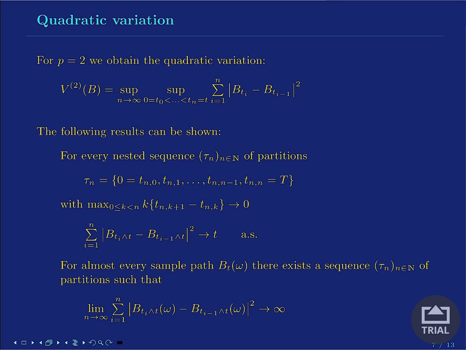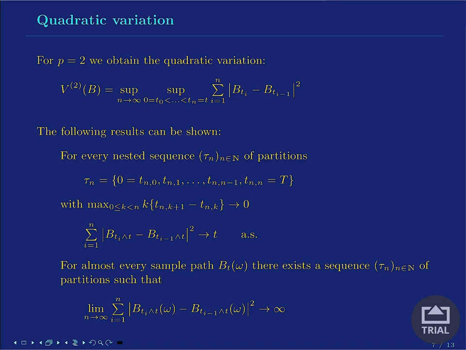Additionally, we assume that the length of the intervals is going down to 0. Then actually it can be shown that for such nested sequences the quadratic variation, so we take the square of the increment over such intervals and sum it up, almost surely, so for almost all outcomes in the sample space, converges to t. If we take here the increments only up to time t.